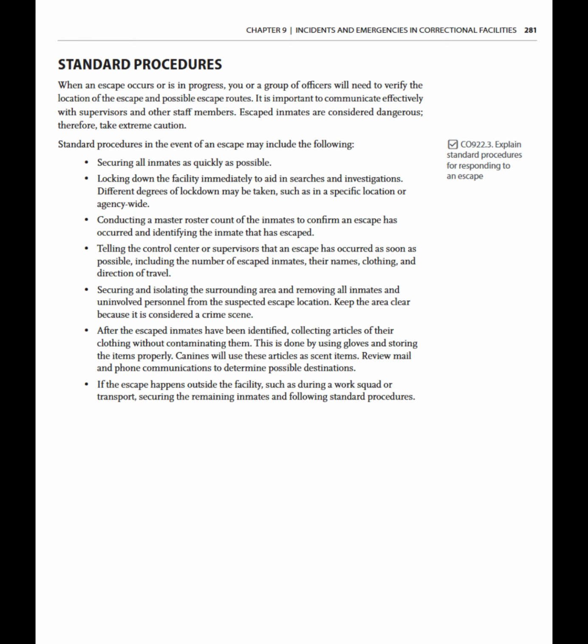After the escaped inmates have been identified, collecting articles of their clothing without contaminating them. This is done by using gloves and storing the items properly. Canines will use these articles as scent items. Review mail and phone communications to determine possible destinations. If the escape happens outside the facility, such as during a work squad or transport, securing the remaining inmates and following standard procedures.